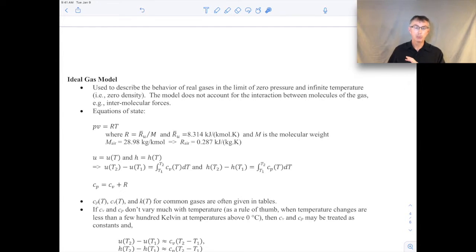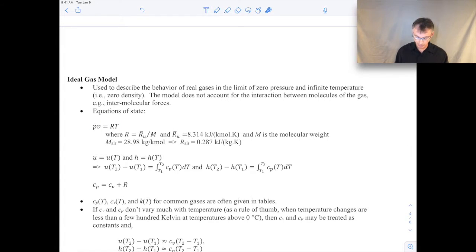The two important equations of state, or an equation of state is just how you relate properties to one another. The two important equations of state for an ideal gas model are Pv equals RT. You should be familiar with that. That's known as the ideal gas law. So the pressure times specific volume is the gas constant for that particular gas times the absolute temperature. And the other one is this expression here, that the specific internal energy is just a function of temperature, just like it was for an incompressible substance. And the specific enthalpy is also just a function of temperature. So that's different from what we had for the incompressible substance.